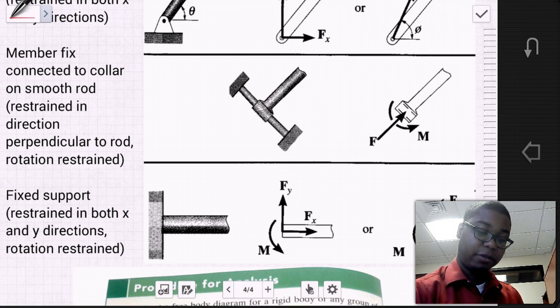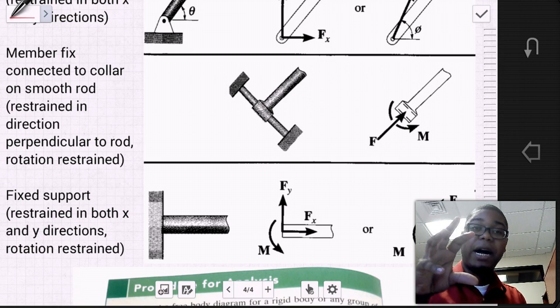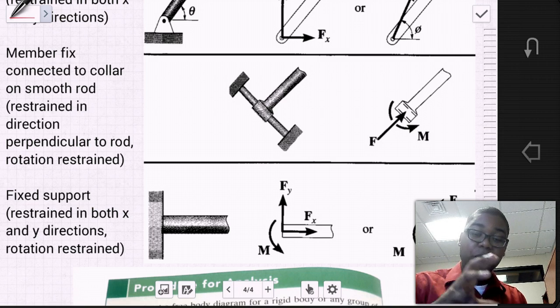And the final example is a classic example, and this is one you should never forget, which is a fixed support. In this case, the body is restrained in both the X and Y direction, and it also is unable to rotate. So what we end up with is the component forces Fx and Fy in a coupled moment, which is also equivalent to a force resultant at some angle of phi in a coupled moment.